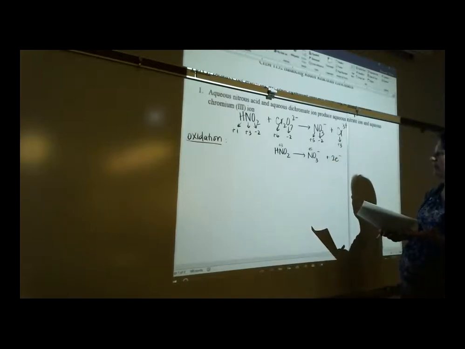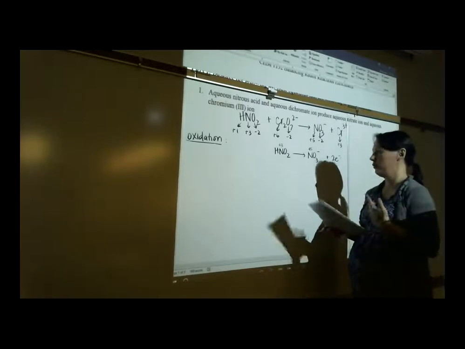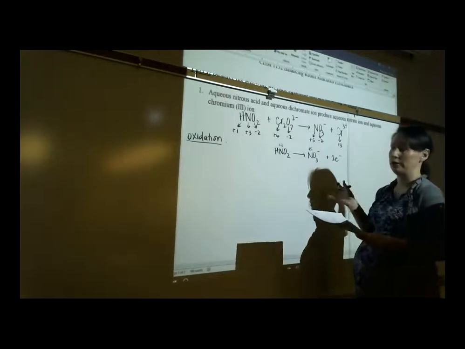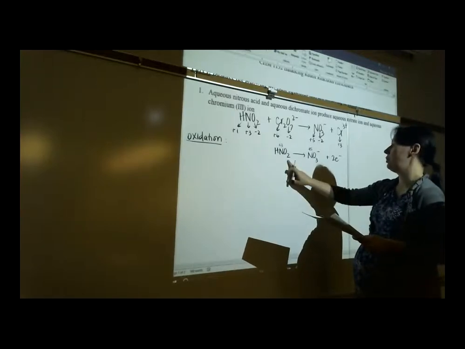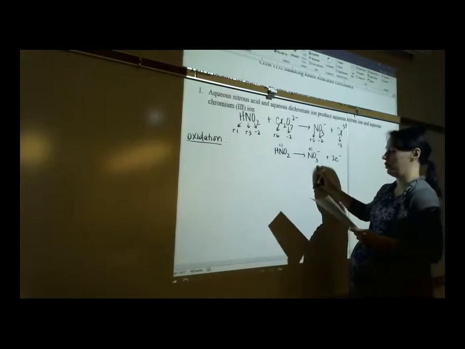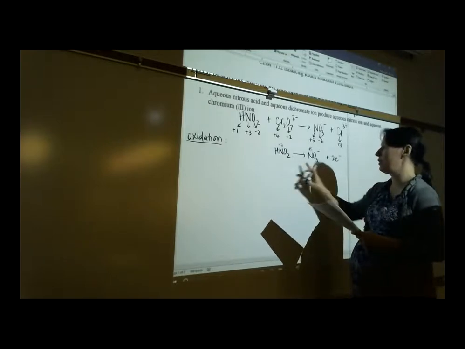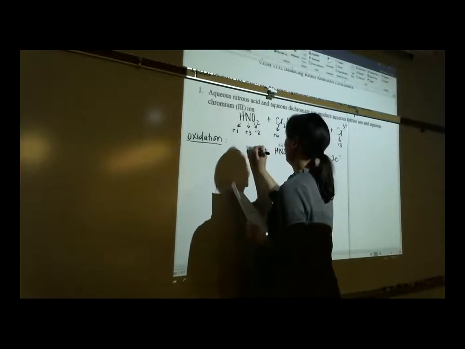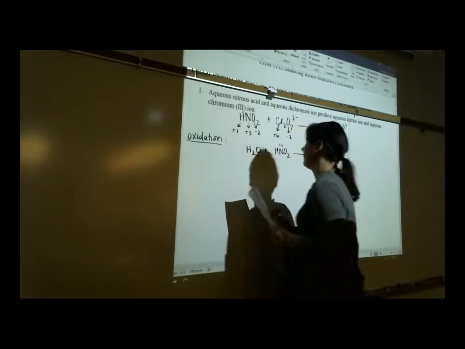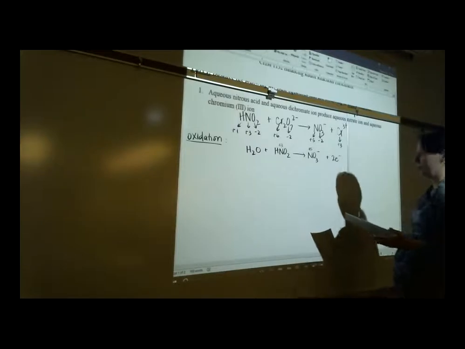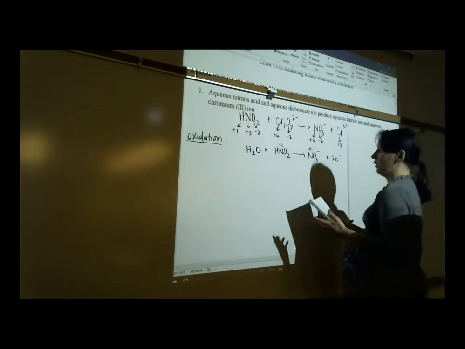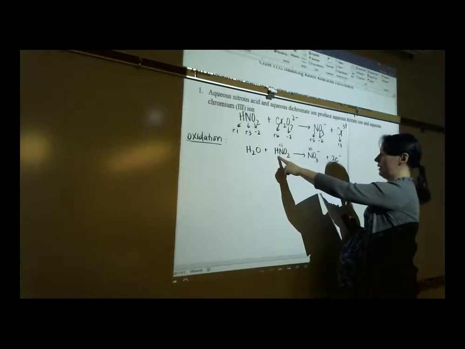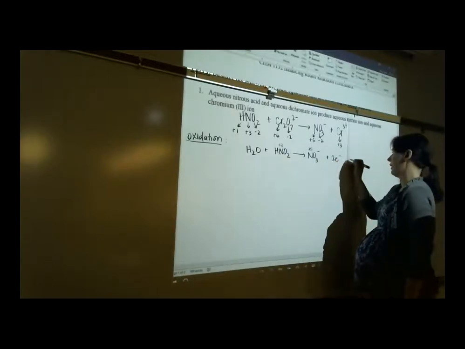Now we need to balance for the remaining aspects, right? There's 1 nitrogen, so we're good there. We don't need any coefficients. But there are 2 oxygens on this side, 3 oxygens on this side. So that means we need another oxygen over here. So let's put an H2O, right? But now we've introduced a new problem. What's the problem? We've got 1, 2, 3 hydrogens on this side and no hydrogens on this side.